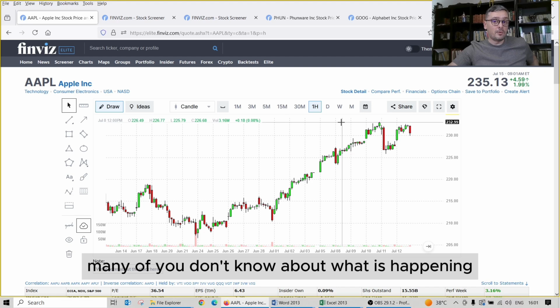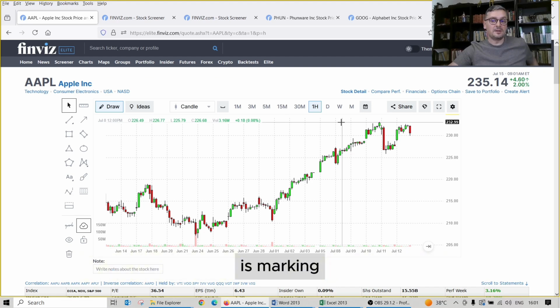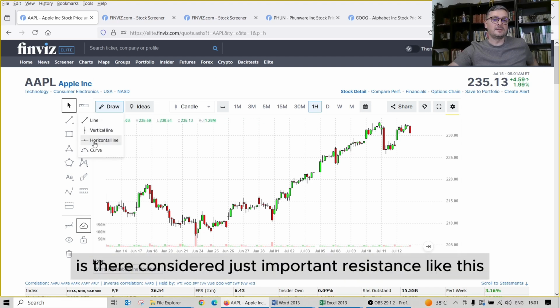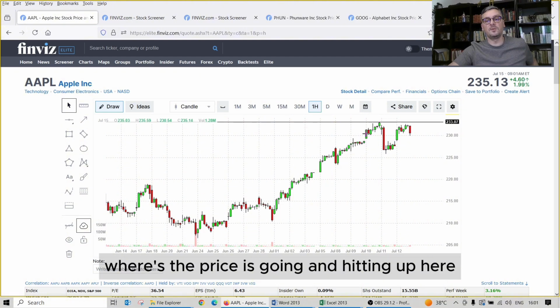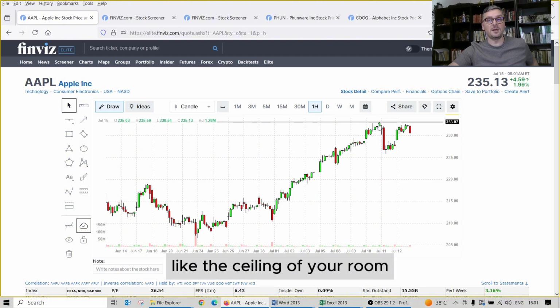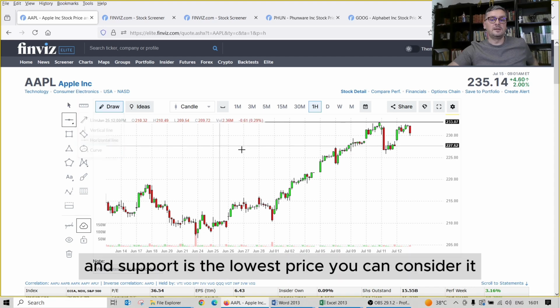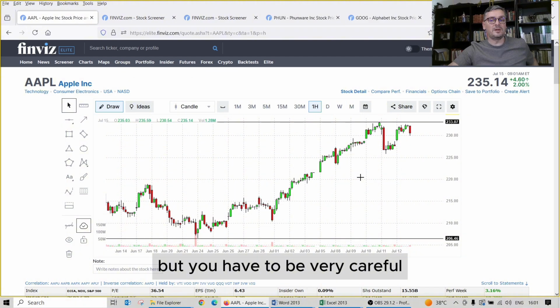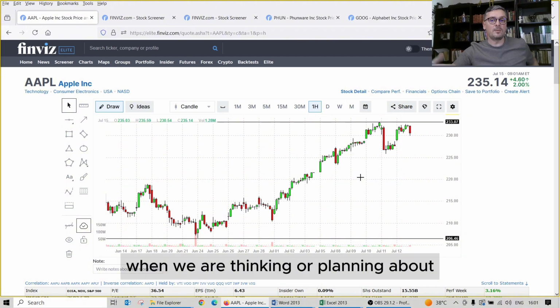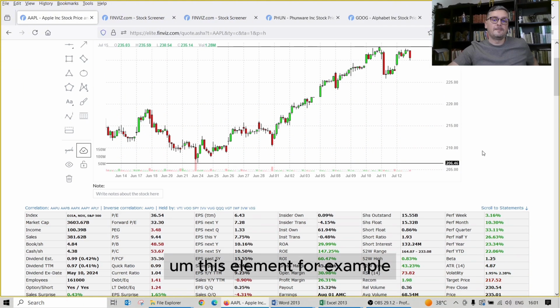Many of you don't know what is happening in the market, and they consider just support and resistance like this. For example, this is resistance, where the price is going and hitting up here like the ceiling of your room, and support is the lowest price you can consider, but you have to be very careful when you are thinking or planning about these elements.